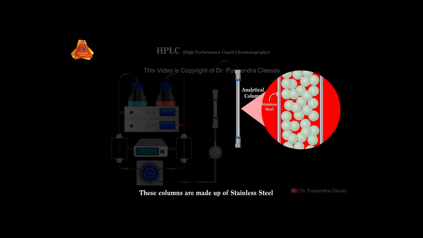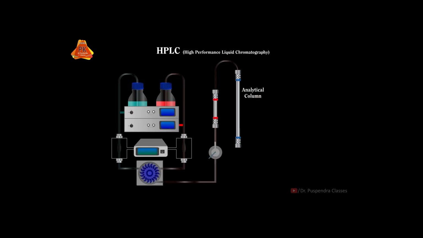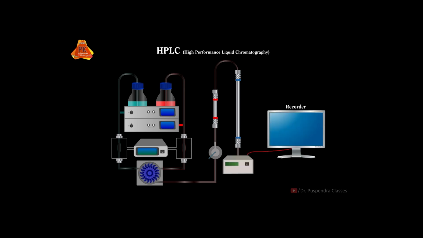The analytical columns and pre-columns are made up of stainless steel and filled with a stationary phase. Commonly used stationary phase is octadecyl silica gel, also known as ODS silica gel, and common names of these columns are C18 columns. Next part is detector, and finally coming to the recorder.